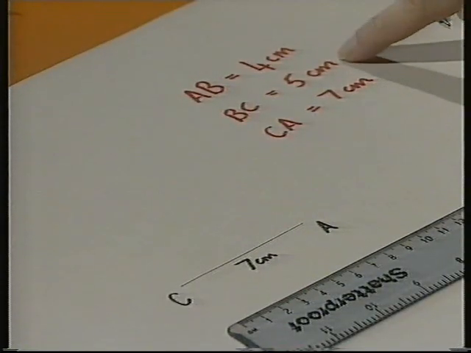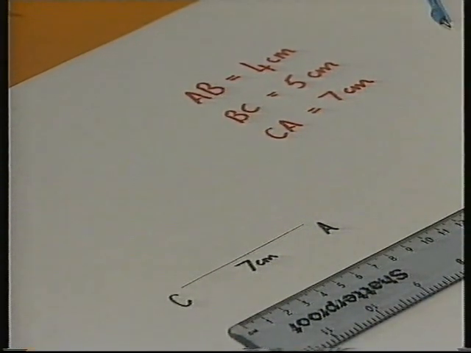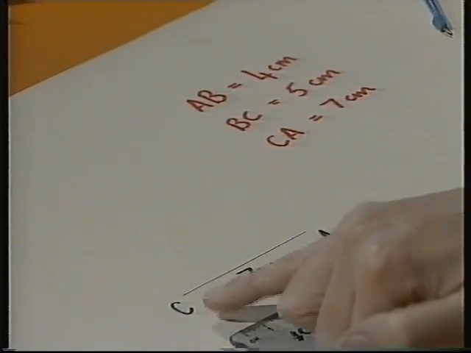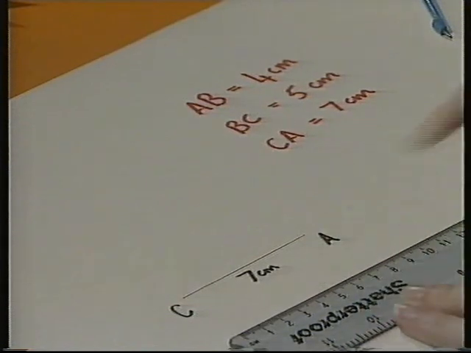You might be asked to construct a triangle ABC, given some measurements. If you're given the three lengths, say 4, 5 and 7 centimetres, what you would do is this. Draw one of the lengths. I've chosen to draw CA and mark on the length of it.